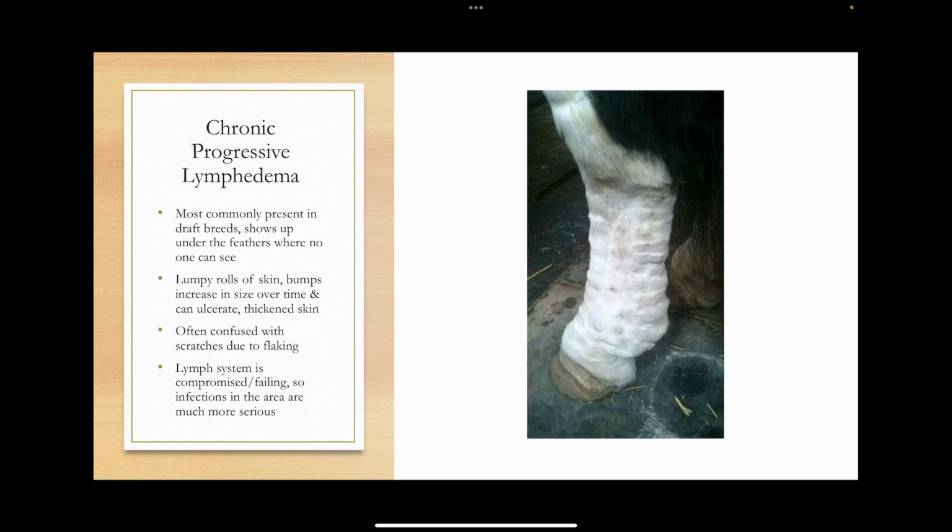Another disease that involves the lymphatic system is chronic progressive lymphedema. You see that more often in draft breeds underneath lots of thick feathers, where the skin gets thick, forms rolls, folds, or bumps, and can sometimes have open sores develop. Early stages can look like scratches since the skin will get a bit flaky, and there could be problems that develop in the coronary band, even persistent thrush, all that good stuff.